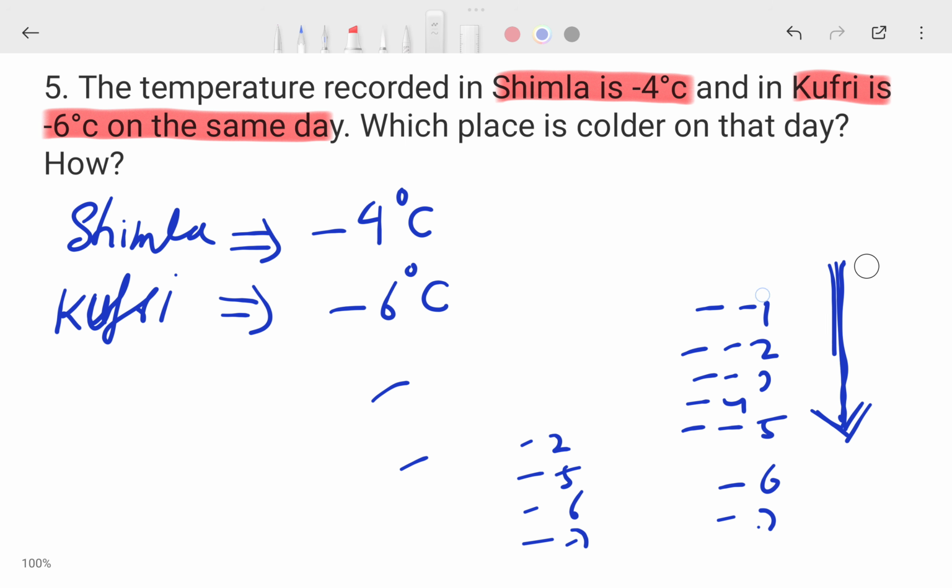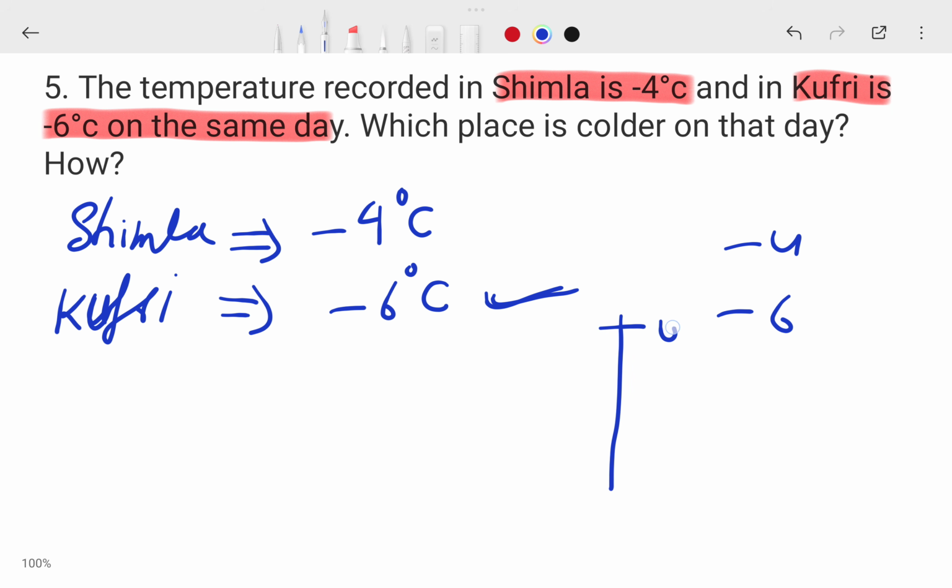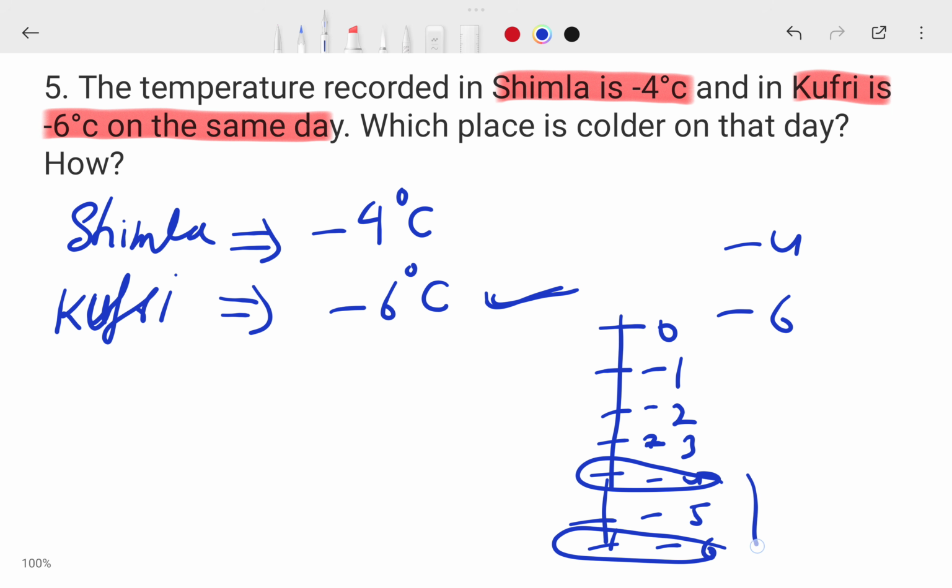So in this one, which area is cooler, -4 degrees Celsius or -6 degrees Celsius? -4 degrees Celsius is not as cool as -6 degrees Celsius. -6 degrees is very cool. Why? Because if you see the graph, 0 is there, this is -1, this is -2, this is -3, this is -4, this is -5 and this is -6. So -4 is here, but -6 is much further down. That's why -6 is very cool, and that's why Kufri is a very cold place.